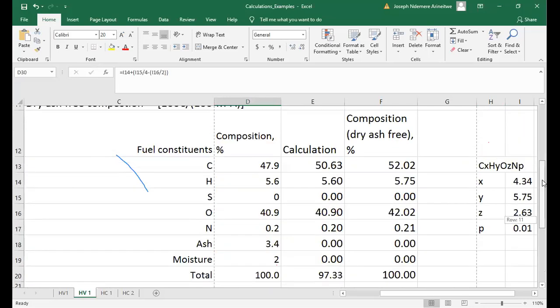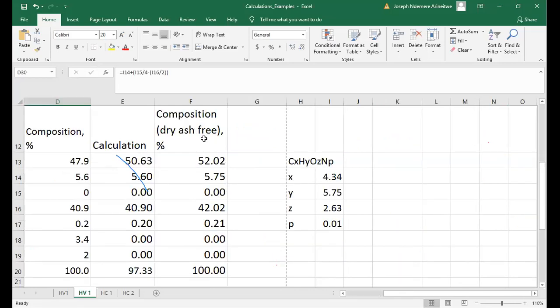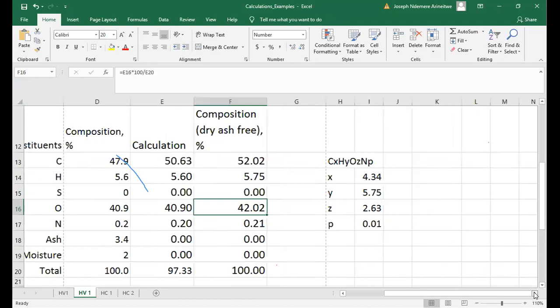So this requires you to go back to your composition on a dry ash-free basis. So we have carbon as 52%, we have hydrogen as 5.7%, sulfur, I think, we have zero, we have oxygen as 42%, we have nitrogen as 0.21 and so on. These are the final values we determined after removing ash and moisture.